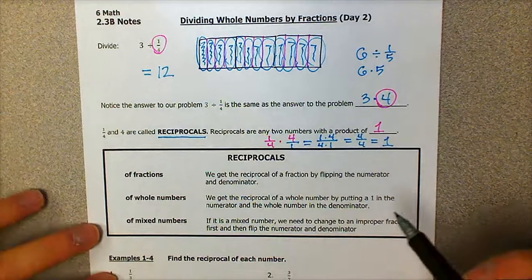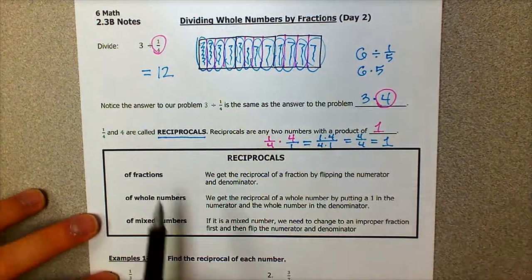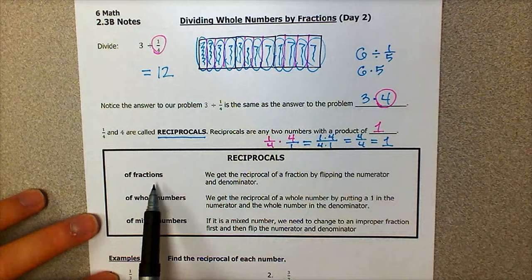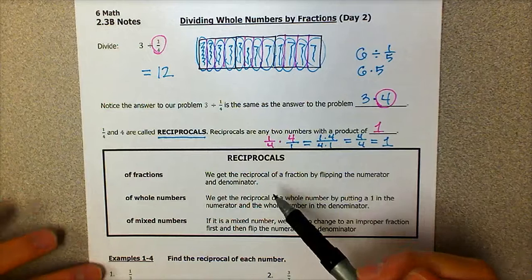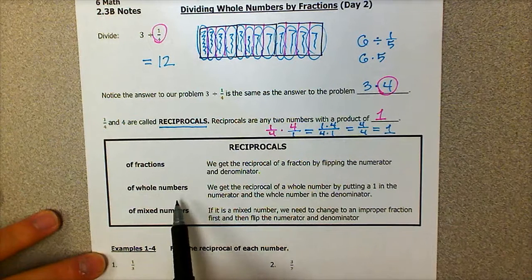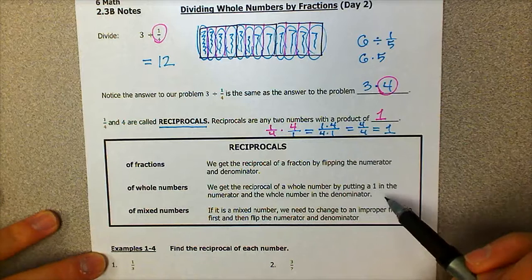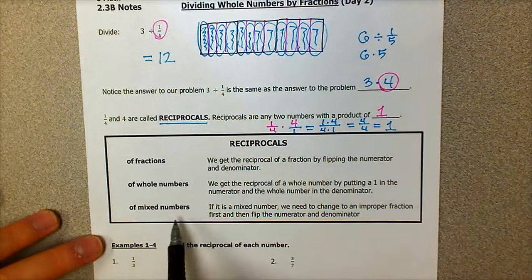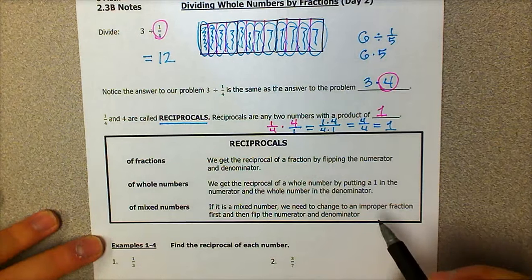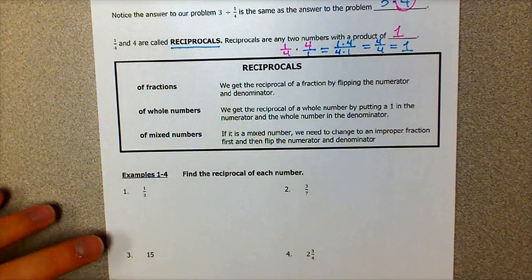Here at the bottom of this page, we're going to practice finding reciprocals of different fractions. To find the reciprocal of just a regular fraction, all you need to do is flip the numerator and the denominator. To find the reciprocal of a whole number, you write the whole number over 1. That's how we write whole numbers as fractions anyways. And then you flip the numerator and the denominator. To find the reciprocal of a mixed number, first you change it to an improper fraction, and then you flip the numerator and denominator. So each of these examples, we're just going to identify the reciprocal of the number.